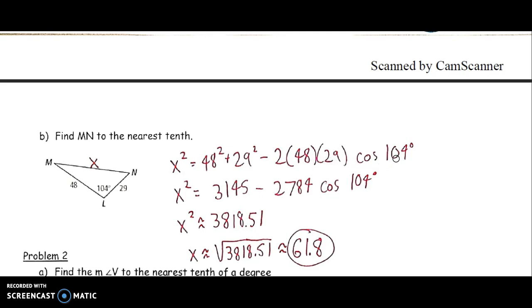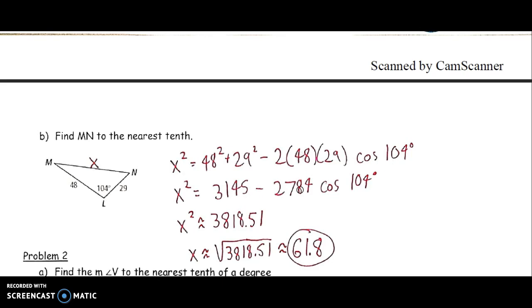The one thing that's important here, though, is that we're finishing with the cosine of the angle that's opposite from the side we want to find. If we're looking for this side length, MN, opposite from that side would be an angle of 104 degrees, so that's the pair that I want to keep together. X is what we're looking for, opposite of that side is 104 degrees.